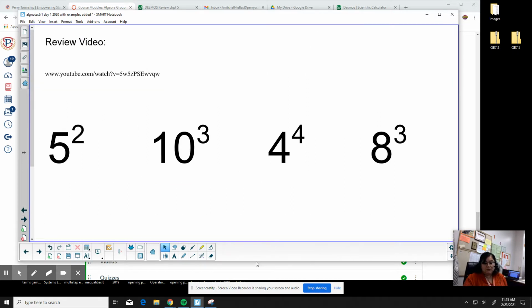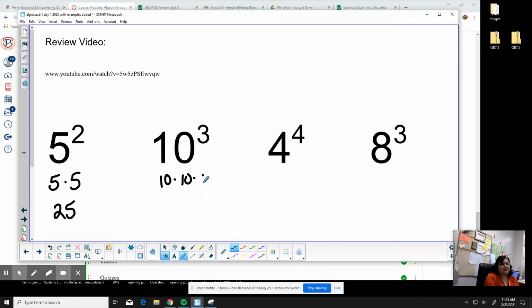All right, so this is review. 5 to the second power means 5 times 5, which is 25. And 10 to the third power means 10 times 10 times 10, which is a 1 with 3 zeros. See how the number of zeros match the exponent? That's because our number system is based on 10. And then 4 to the fourth power is 4 times 4 times 4 times 4.